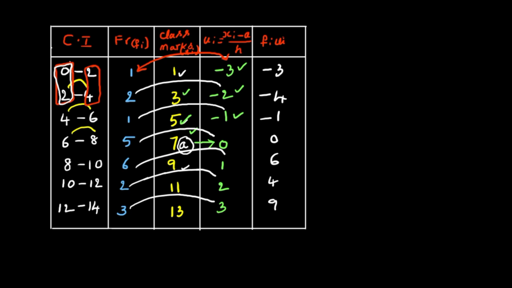Okay, so after completing this, what should we take? That is sigma fi. Sigma fi means sum of the frequency. You can add 1 plus 2, 3, 3 plus 1, 4, 4 plus 5, 9, 9 plus 6, 15, 15 plus 2, 17, plus 3, 20. So sigma fi is 20, and sigma fi ui means this sum we have to take.